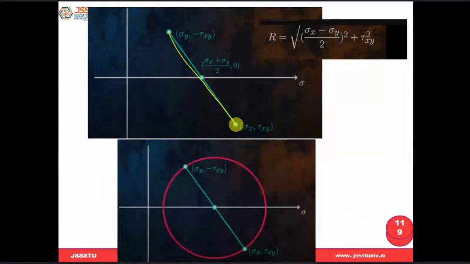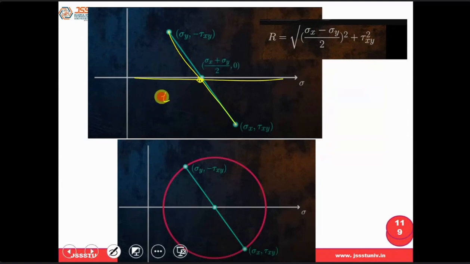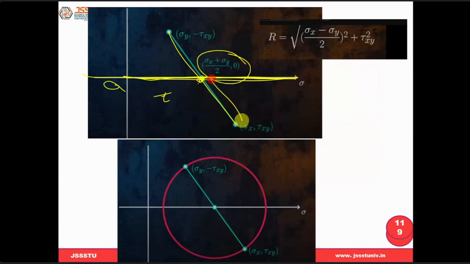So now where the line cuts this horizontal axis of sigma, how much will be there? 0. What is the value of tau here? 0. But what about sigma x and sigma y? It is divided by 2, right? Yes, sir. This is at the center, sigma x plus sigma y by 2.